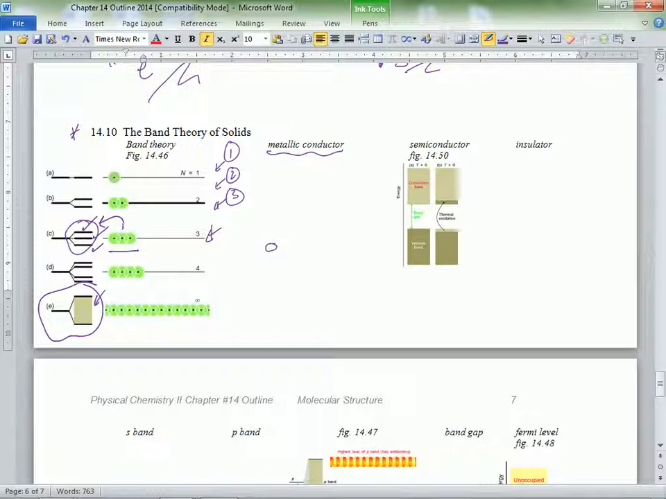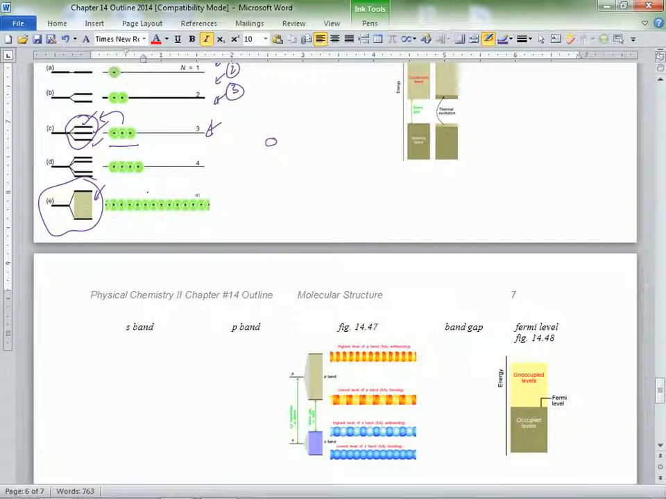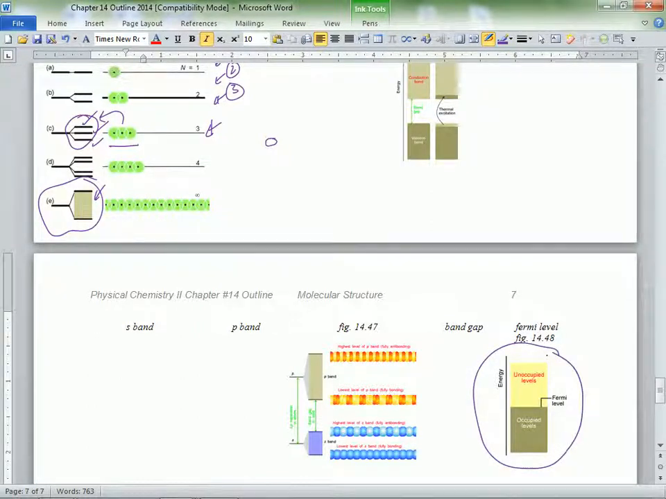So for a metallic conductor, just flip over to here, the band would look like this. The band of molecular orbitals that's generated is just not filled up. Filled up with what? What are we filling these molecular orbitals up with?